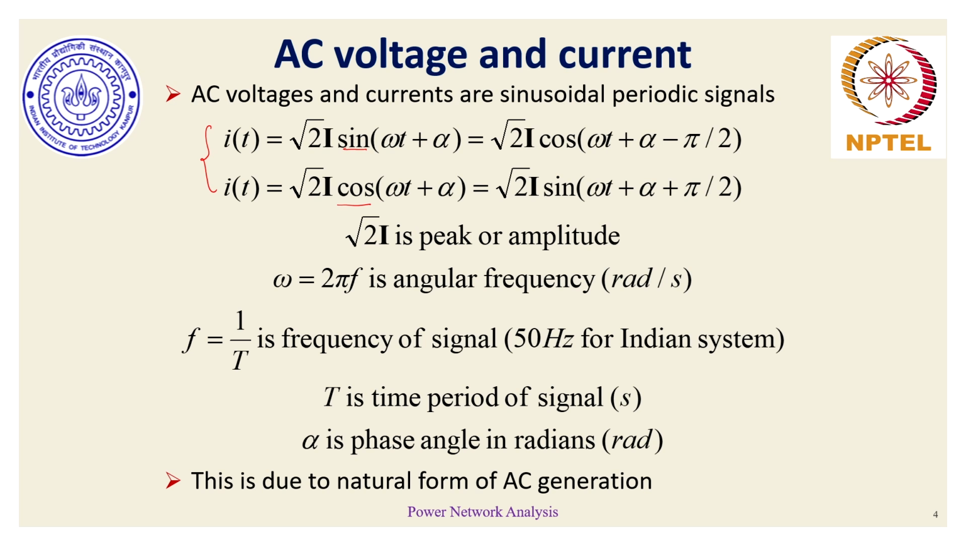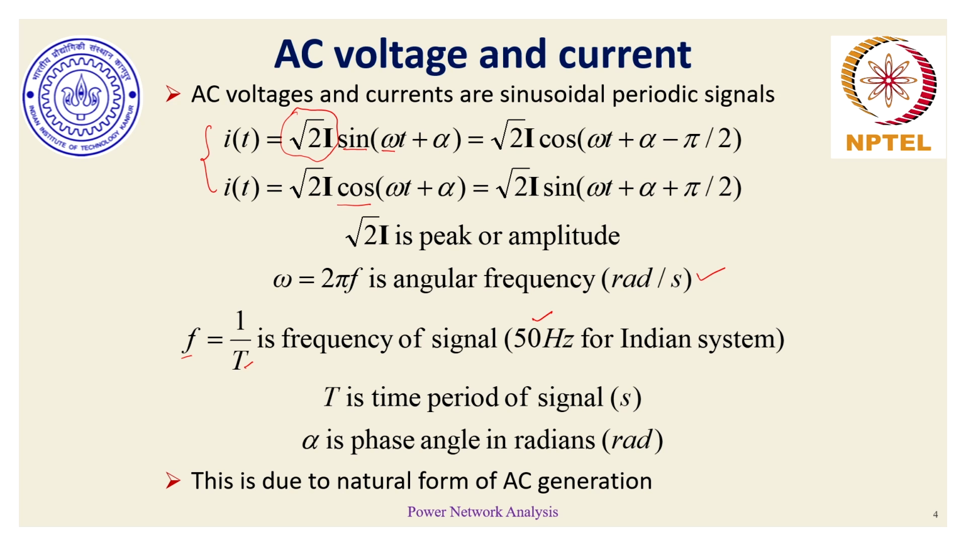So in this signal i(t), if we talk about the amplitude or peak, that is defined by the number √2 I, and then in this time domain signal, we also have a factor or a constant known as omega, which refers to the angular frequency defined by 2πf. This frequency f is the inverse of the time period T, and for the Indian power network, this frequency is nominally supposed to be equal to 50 hertz.